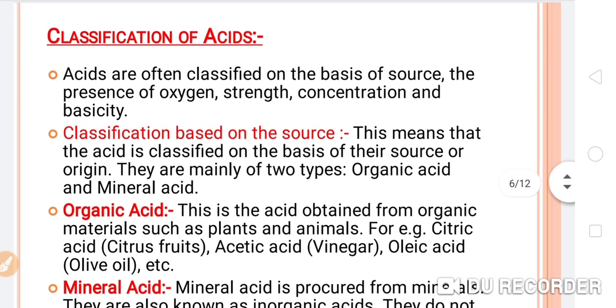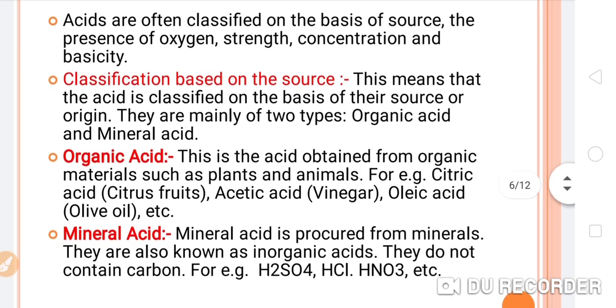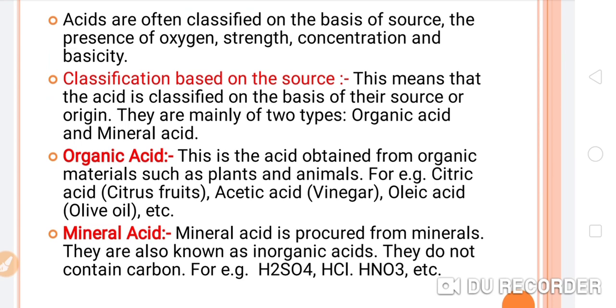Now the next very important point is the classification of acids. Acids are often classified on the basis of source, the presence of oxygen, strength, concentration and basicity. These are all the criteria on the basis of which we can classify acids. So number first, classification based on the source.